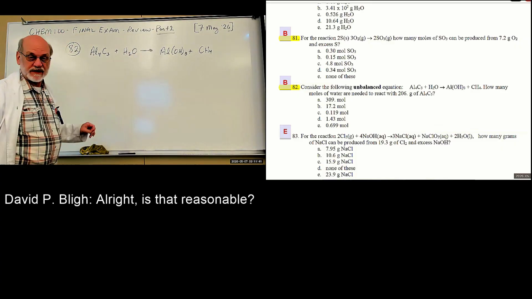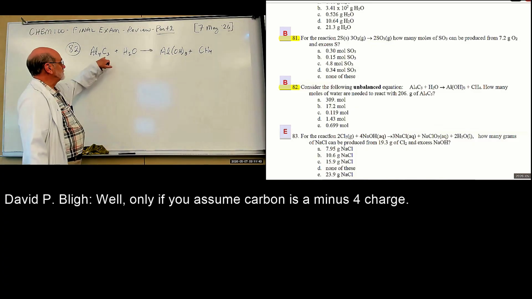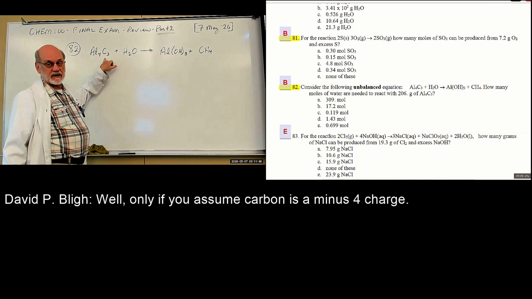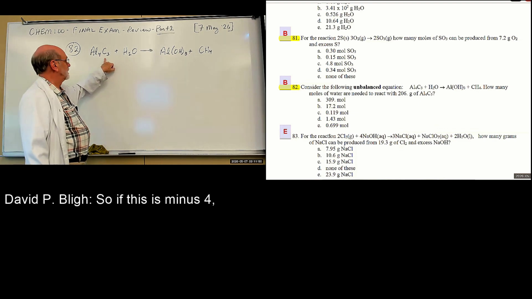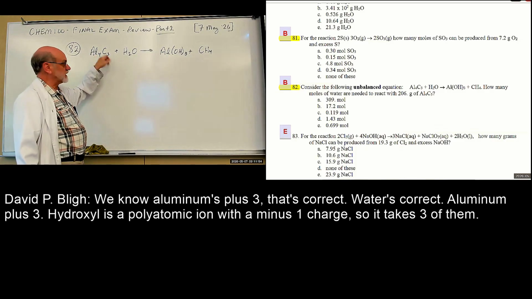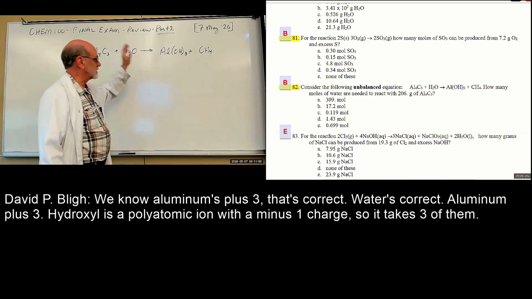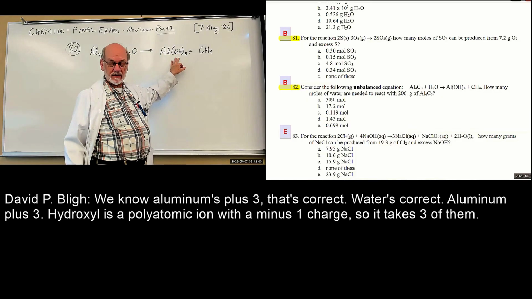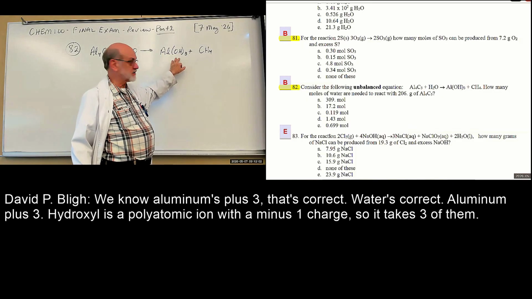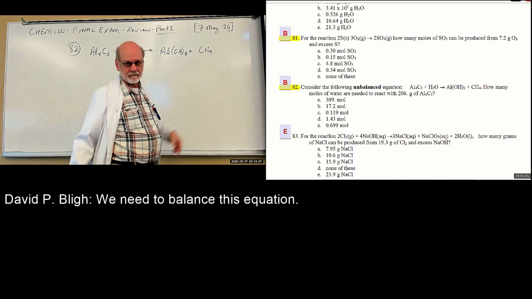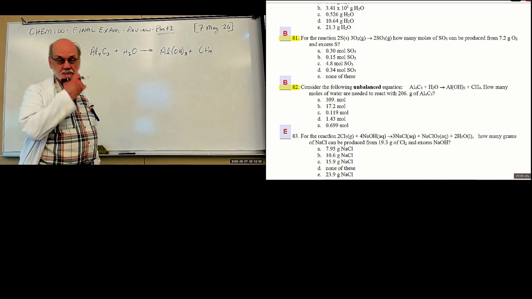All right. Is that reasonable? Well, only if you assume carbon is a -4 charge. So if this is -4, we know aluminum's +3. That's correct. Water's correct. Aluminum +3. Hydroxyl is a polyatomic ion with a -1 charge, so it takes 3 of them. And then methane is written correctly. We need to balance this equation.